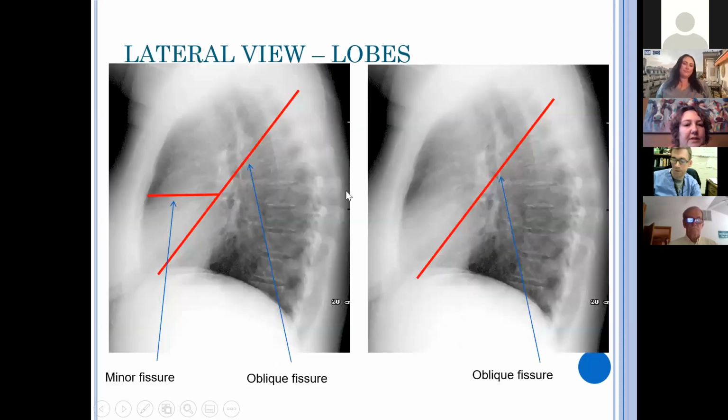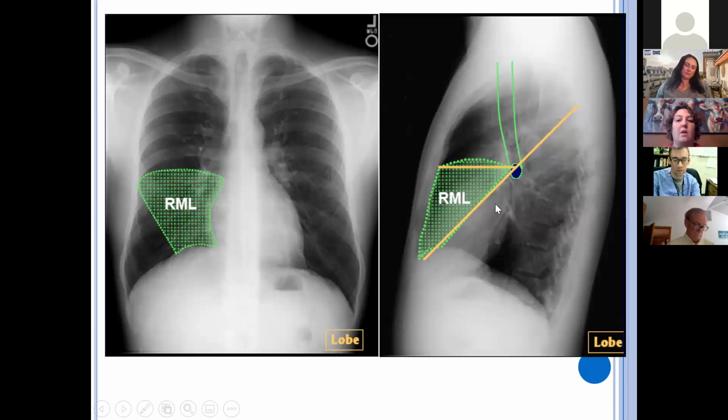It's a little bit easier to see on the lateral views. Here you've got your oblique fissure and your minor fissure. You've got your right upper lobe, your right middle, and your right lower lobe. Here on the left, you've got your oblique fissure dividing your left upper from your left lower. And when you put that together, both on the PA view and the lateral view, you can really start to see the shape of the lobes of the lung.